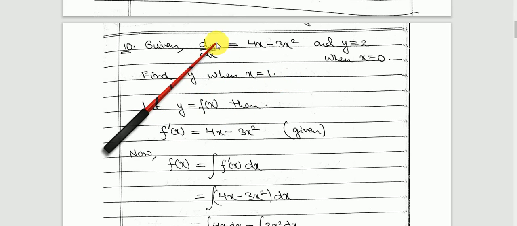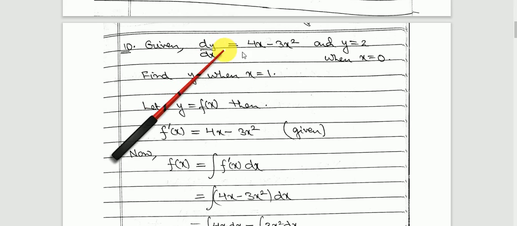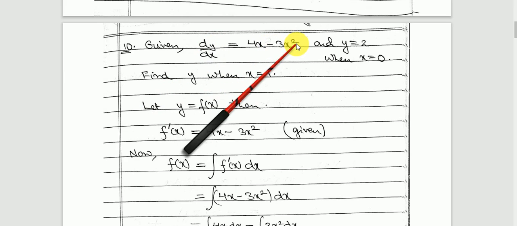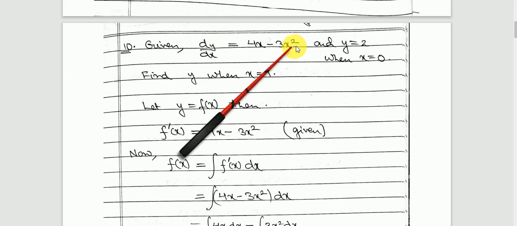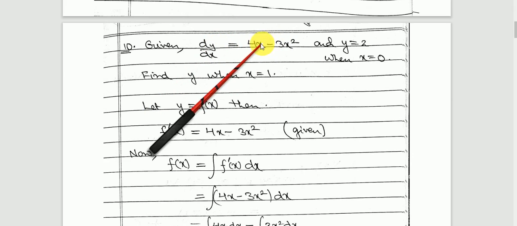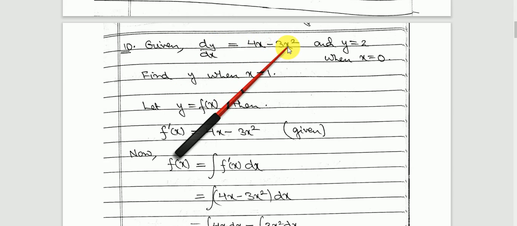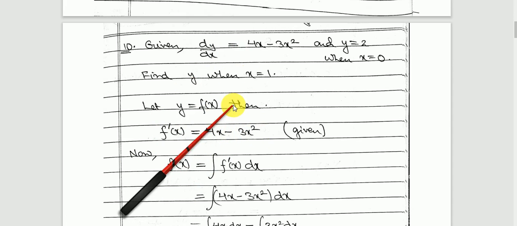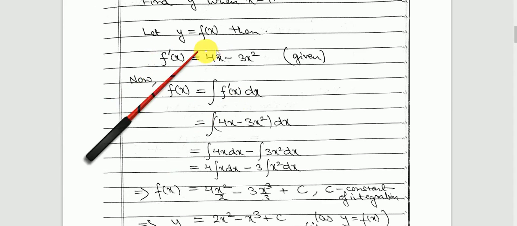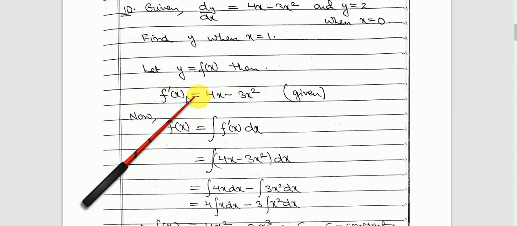So here the differentiation of that function is 4x minus 3x square, and they are asking us to find that function. That means I have to integrate this, 4x minus 3x square, with respect to x. So let y equal to f of x, then the derivative of that function is 4x minus 3x square. It's given to us. We have to find f x, that means we have to find y, so we have to integrate this.